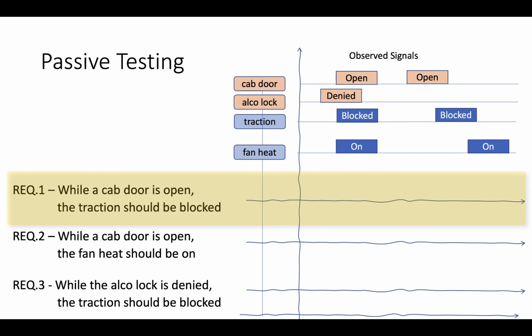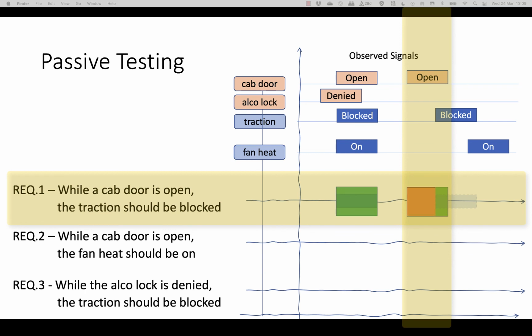To test the first requirement, we assert the traction state whenever the door is open. The first time the door is open in our example, the traction was blocked all the time, and the test passed. The next time the door was open, however, only a part of the period is considered to be passed because the traction block was delayed for some reason. This means that the rest of the period has failed.